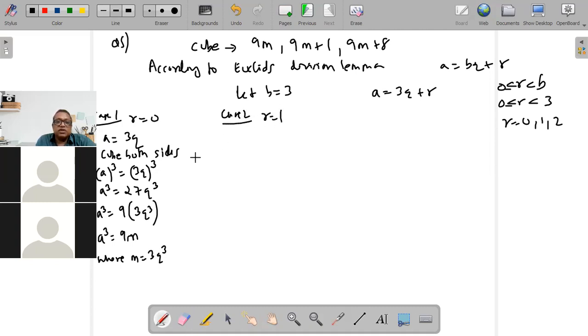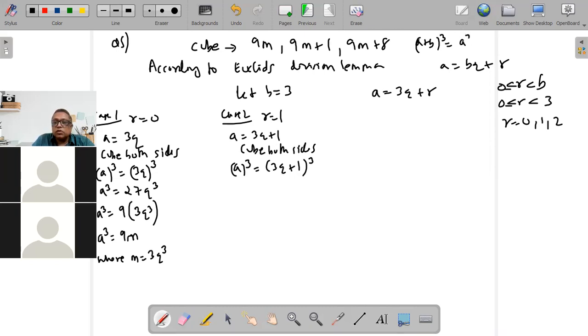Now we go to case 2, that is r is equal to 1. So what is a? 3q plus 1. I'm going to cube both sides. So I will get a whole cube is equal to 3q plus 1 whole cube. Now in class 9 you have done this identity, a plus b whole cube. If you have forgotten, kindly note it down somewhere. a plus b, what is the identity?